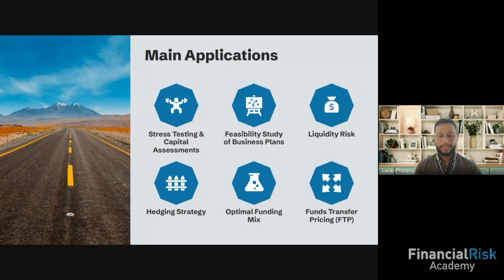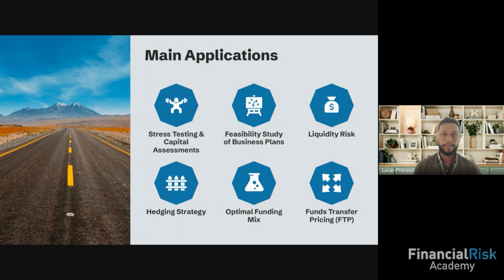So if you have a new product, or if you want to change an existing product, you can test it on an ALM model. You can project what is going to be the outcome of the change in your business plan. We can also assess liquidity risk. Be it regulatory exercises or internal models, you can also test them using an ALM model. And by doing that, you're going to get the full picture, the integrated results of your liquidity policy.